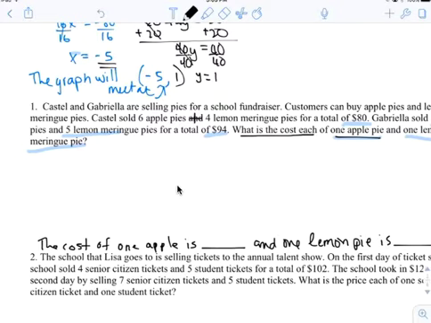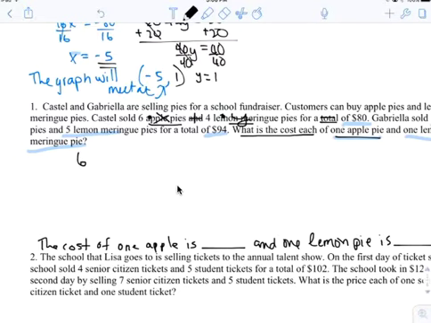Okay, so we don't know how much each apple pie costs, so that gets an X for the cost of apple pie. And the cost of lemon meringue pie gets a Y. Okay, 4 times the cost of 1 lemon meringue pie equals that. 6 times the cost of an apple pie is that. And they add up for a total equal to, notice I annotate, that amount.